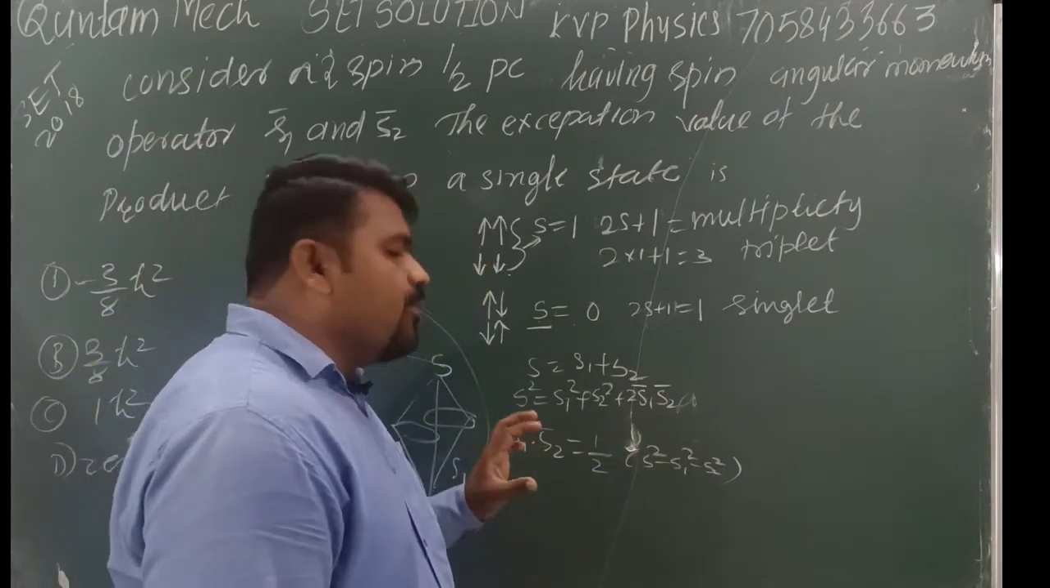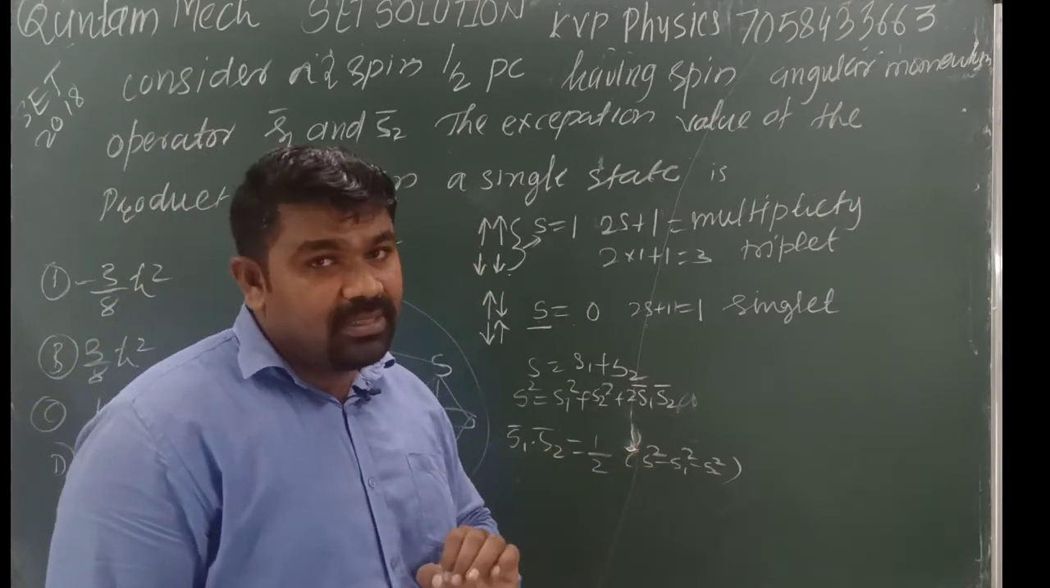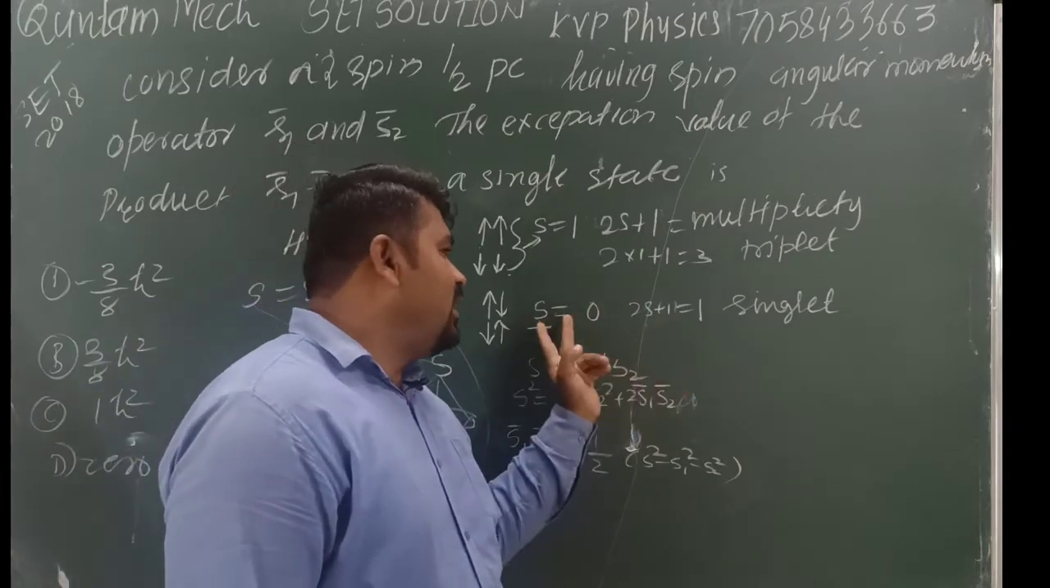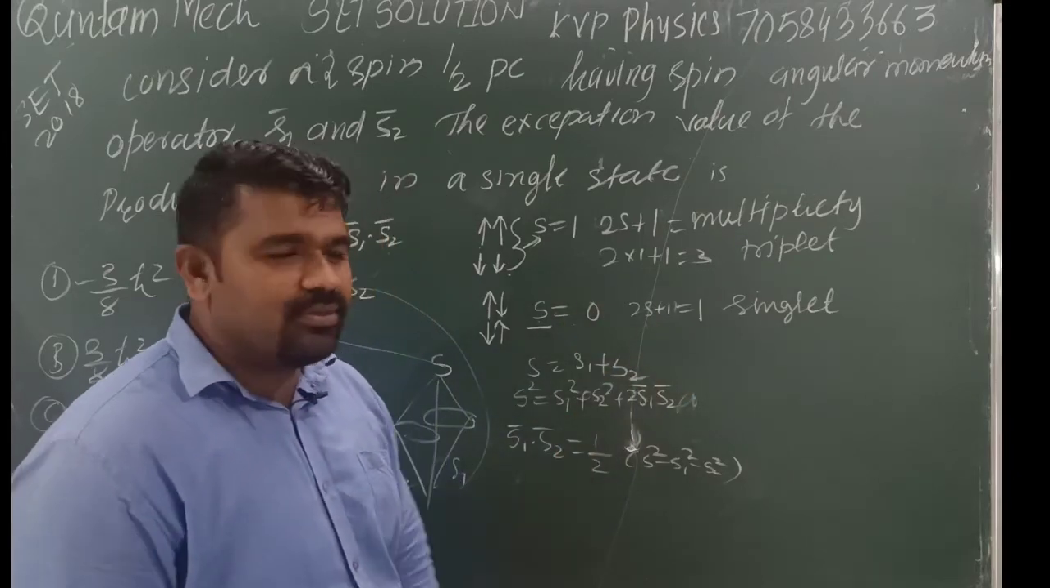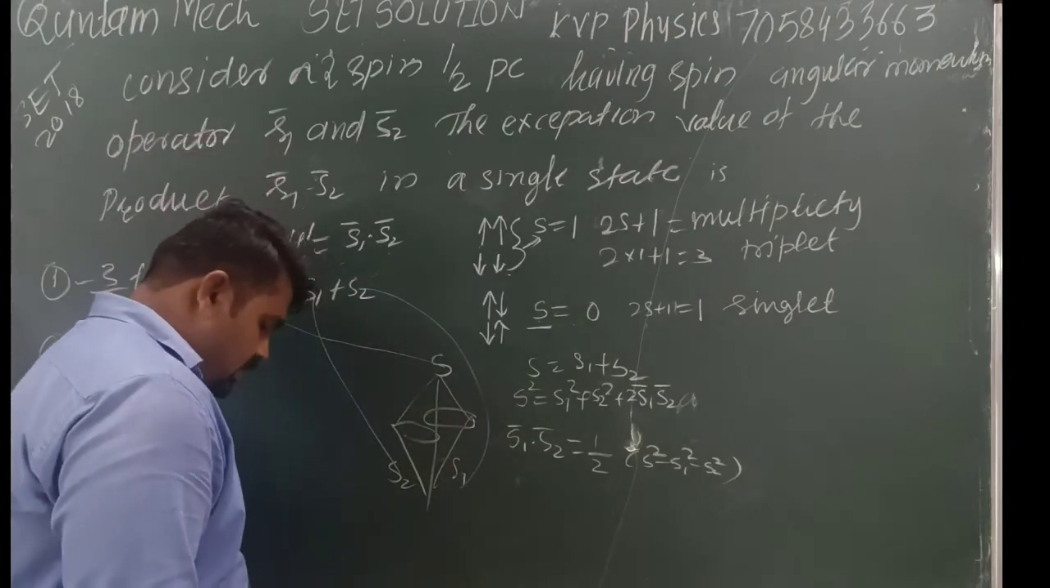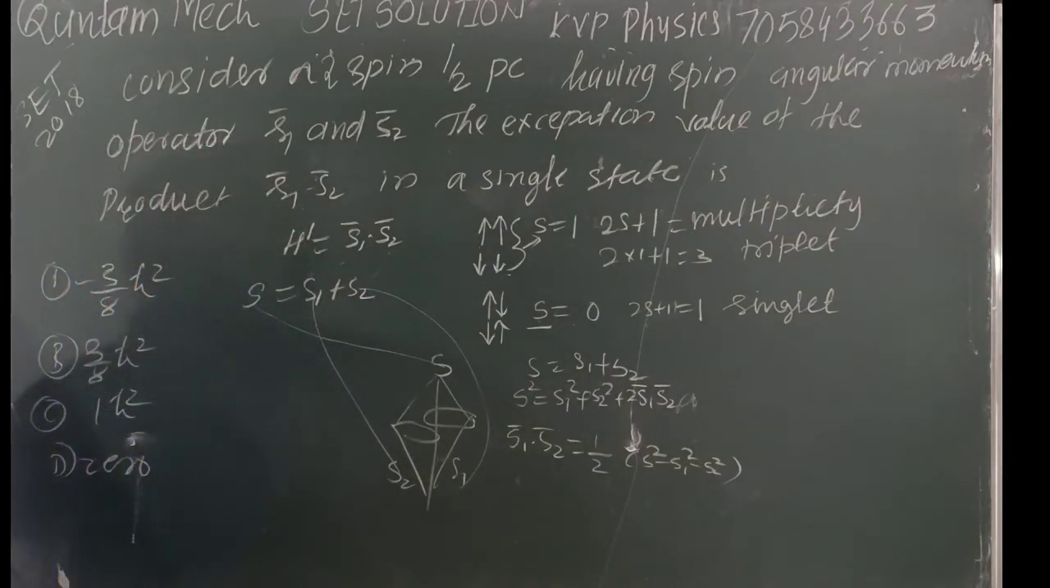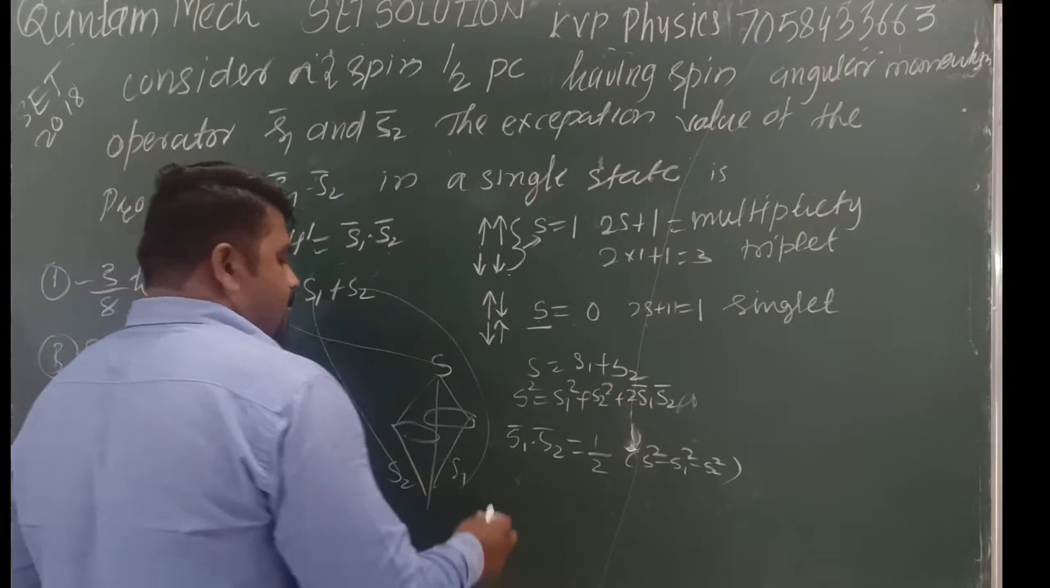Got it? Now, it is given that this system is a singlet. This system is a singlet, so the S value is equal to 0. S value is equal to how much? 0. Got it? S value is equal to 0.